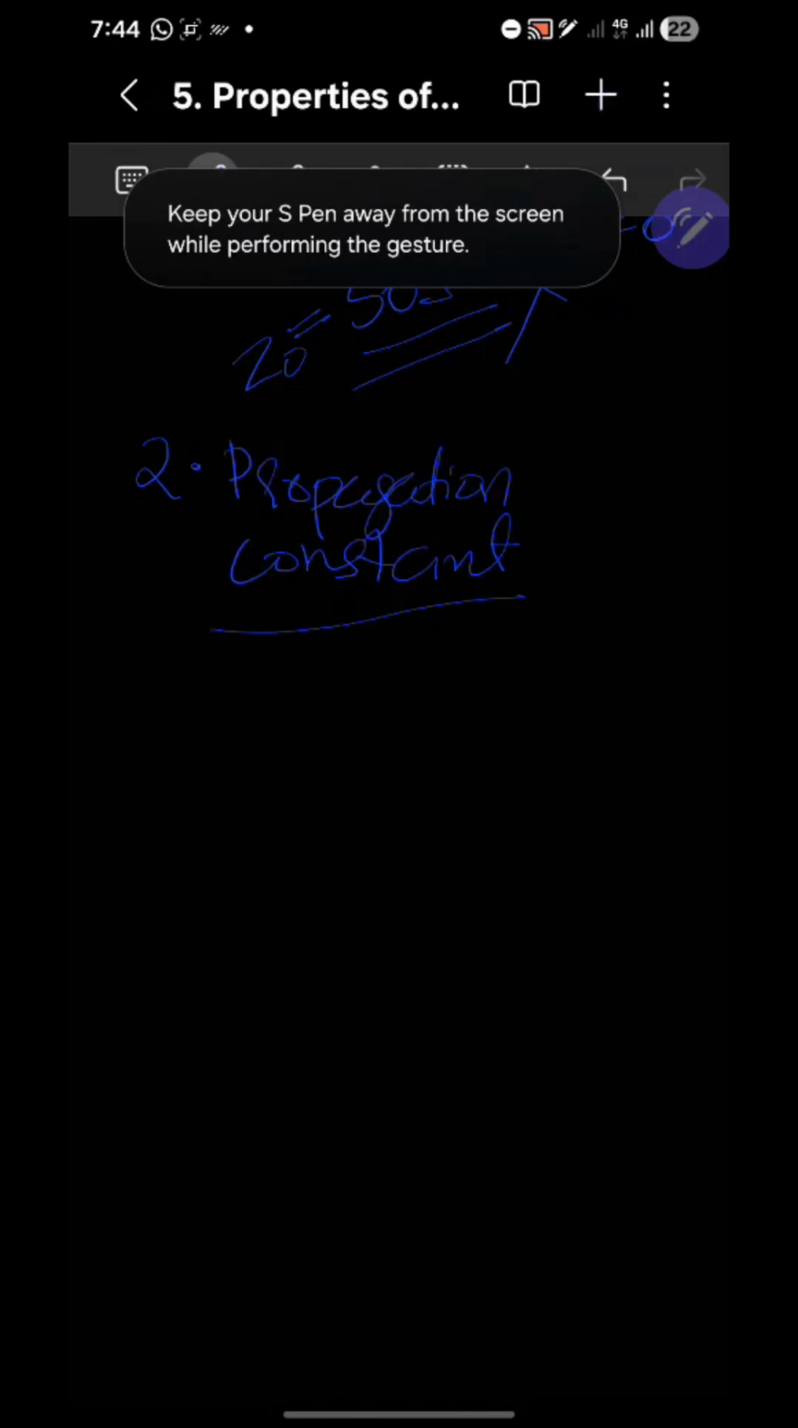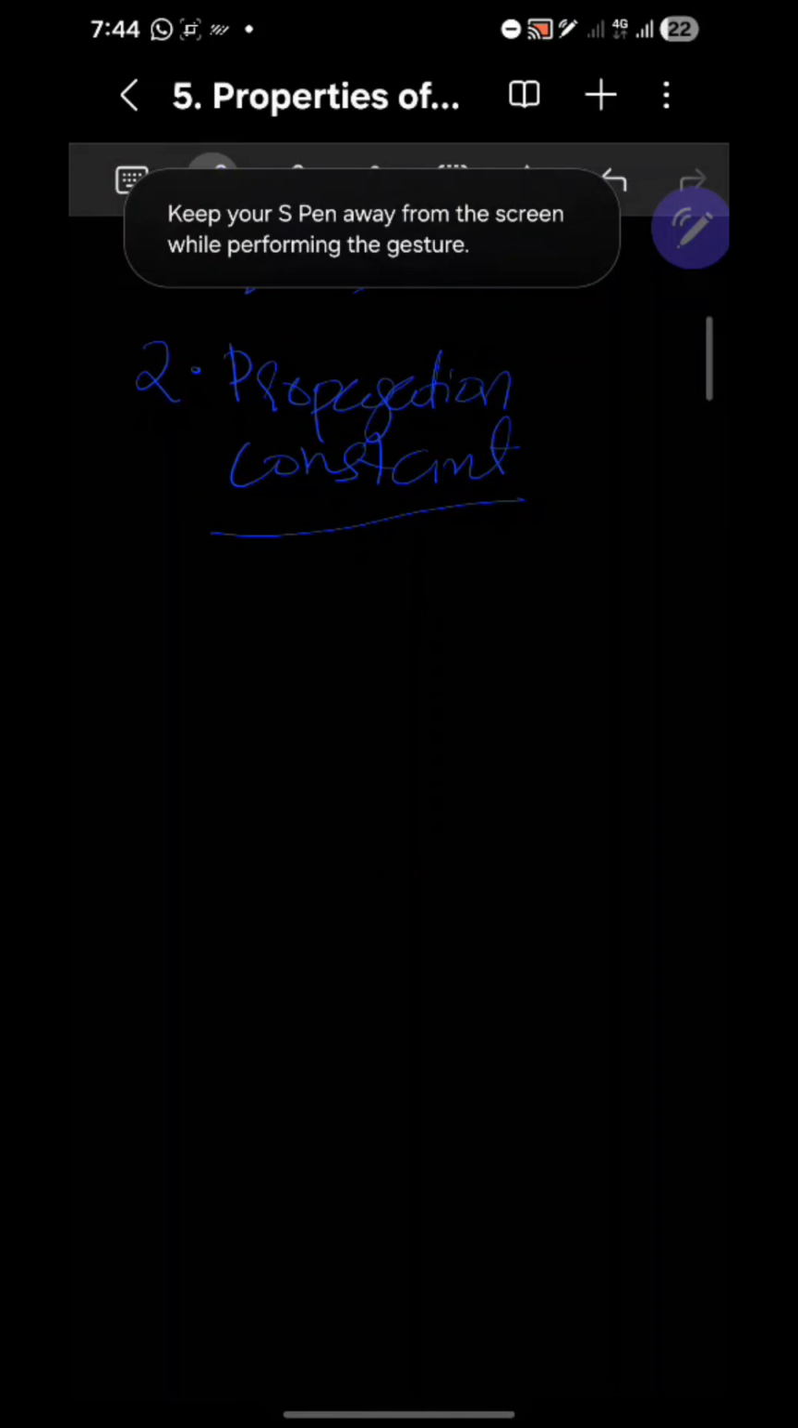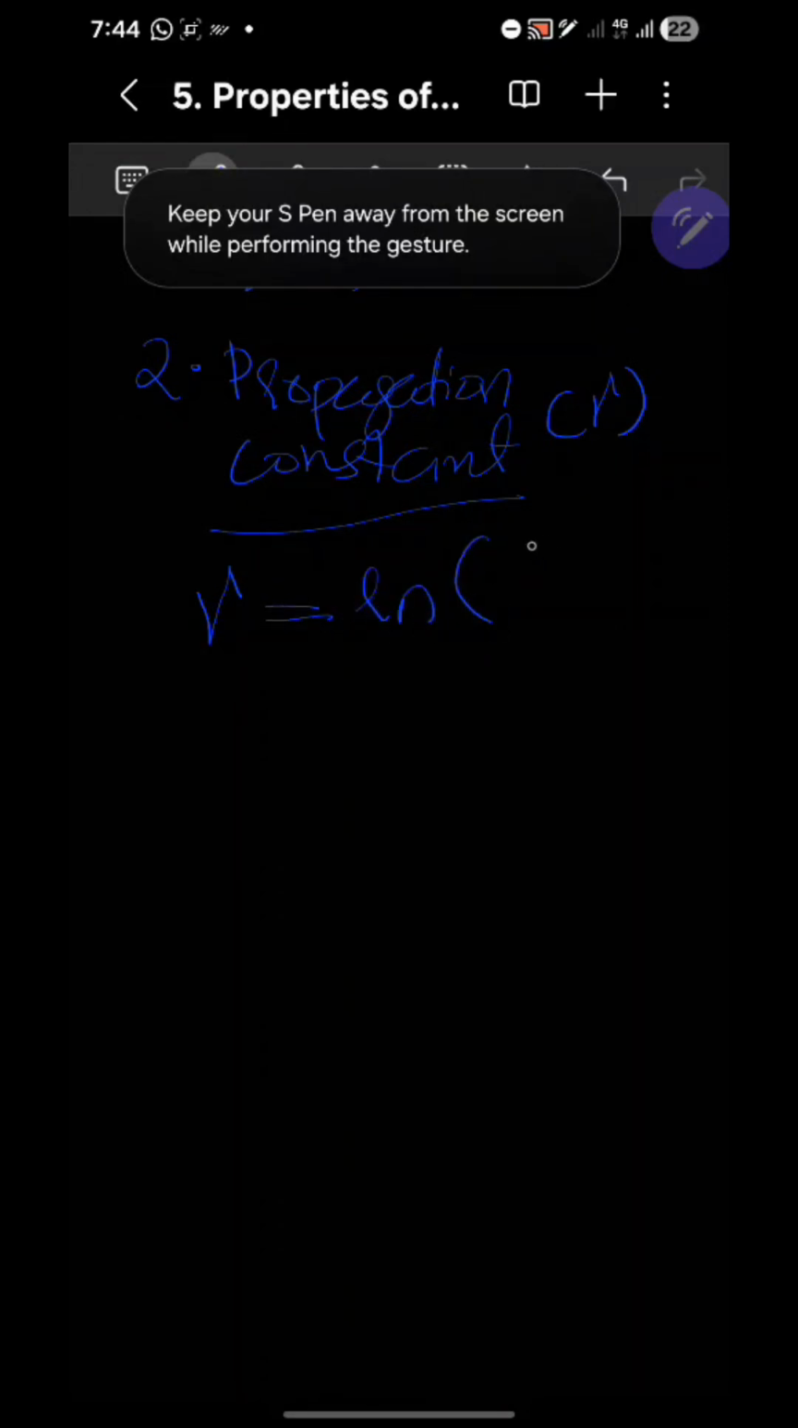Okay, next we are going to discuss the next property, propagation constant. This is the second property of a symmetrical network. What is propagation constant? Propagation constant is represented by the letter gamma. Gamma is defined as the natural logarithm of the ratio of sending current and receiving current, IS by IR.